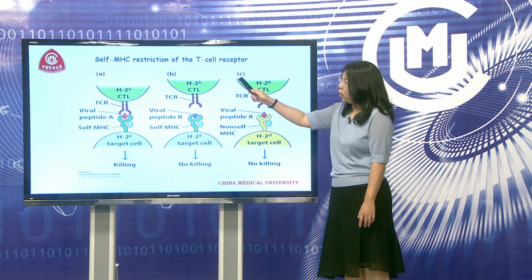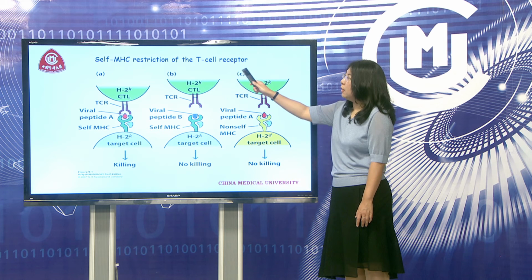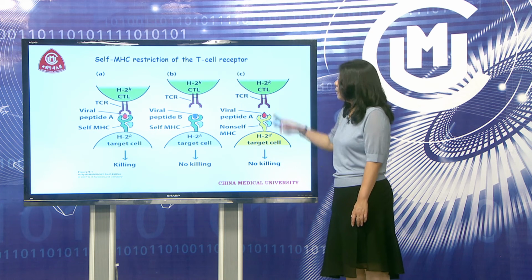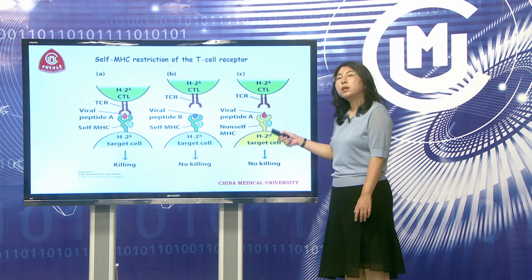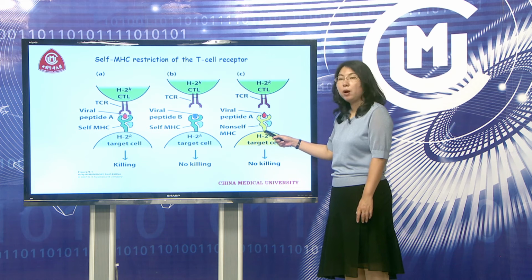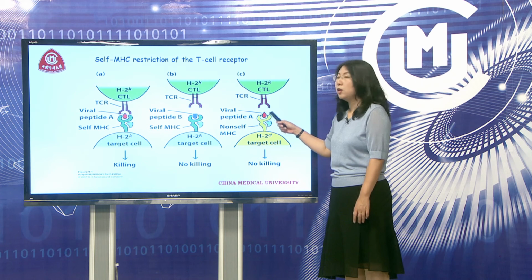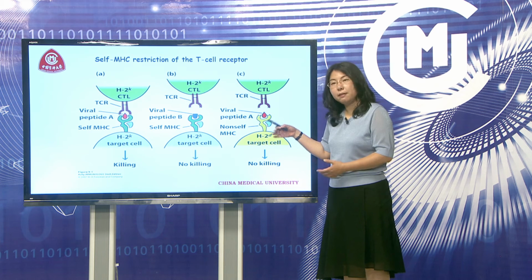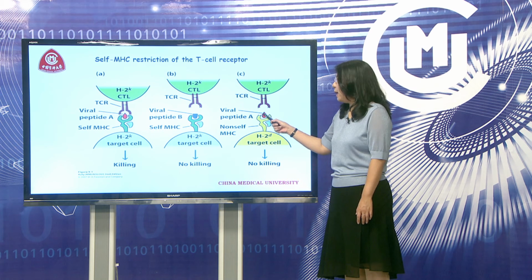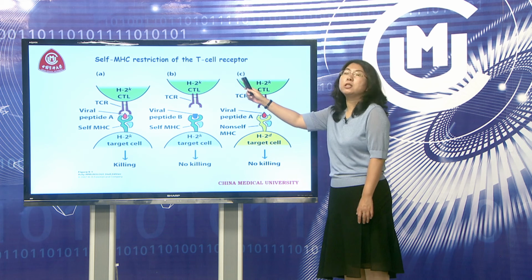So we call this the self-MHC restriction of the T cell receptor. That means if the T cell wants to recognize the antigen, it must recognize the antigen presented by an MHC molecule. So the TCR cannot recognize free antigen. This is different from B cells. T cells recognize antigen only when it is presented by an MHC molecule, and this MHC molecule is subject to self-MHC restriction.